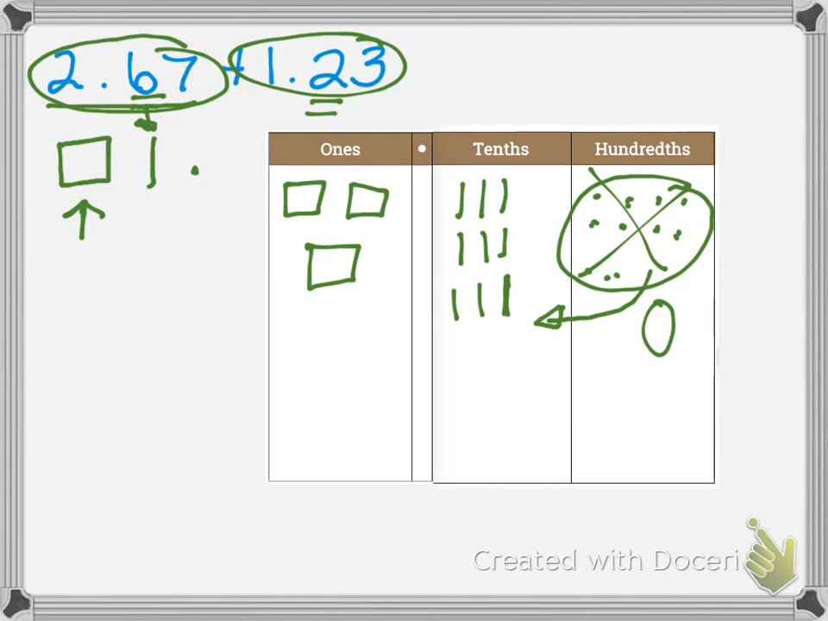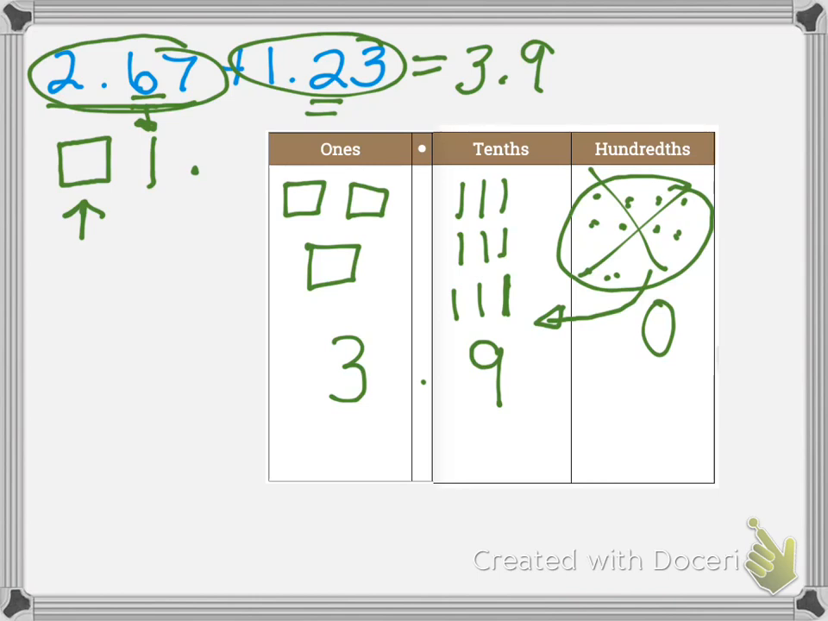So now let's count our tenths. 1, 2, 3, 4, 5, 6, 7, 8, 9. We can't bundle them because there's not 10 of them, so we have 9 tenths. Put our decimal points. And then we have 3 ones. So 2 and 67 hundredths plus 1 and 23 hundredths would equal 3 and 9 tenths.